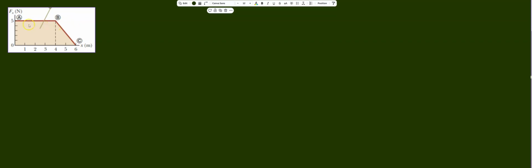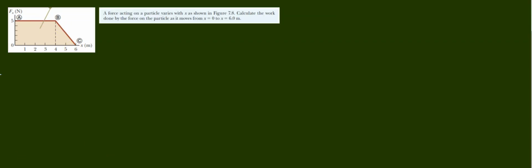So let's say our force is changing like this. This is force as a function of position, not force as a function of time. If this is the force we have, let's do the example and try to find the work done by the force on the particle as it moves from 0 to 6.